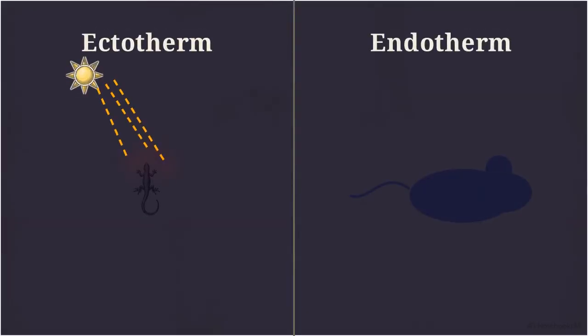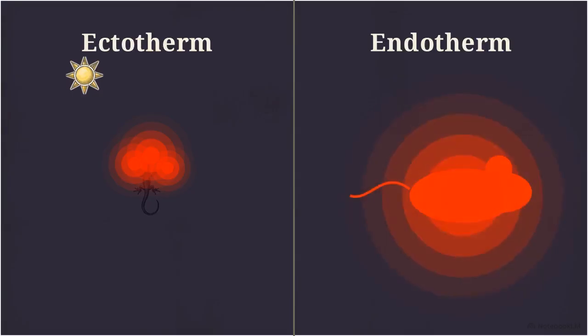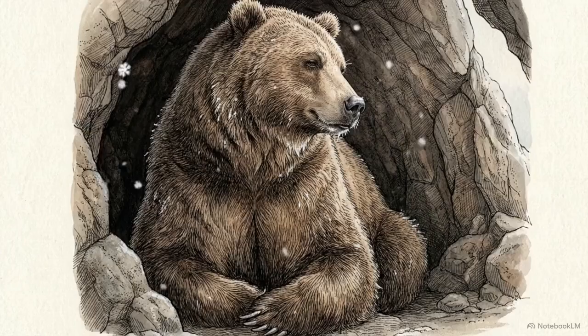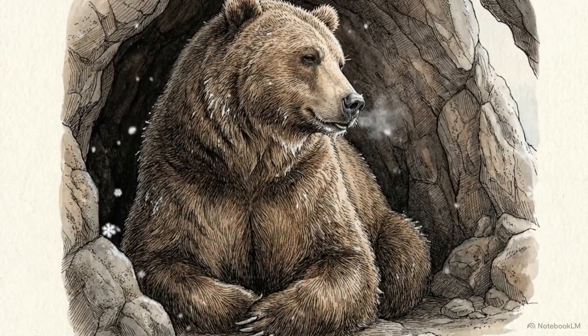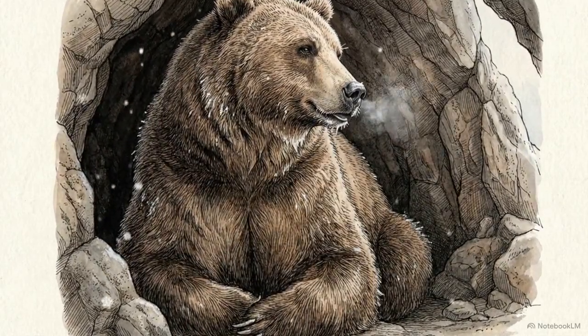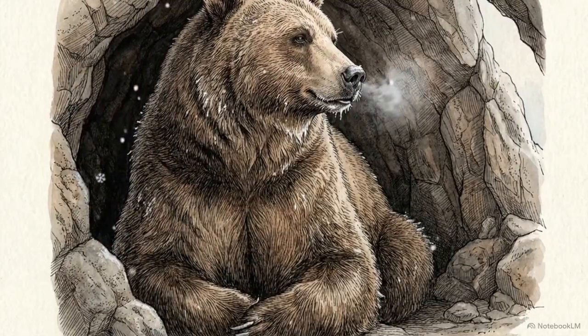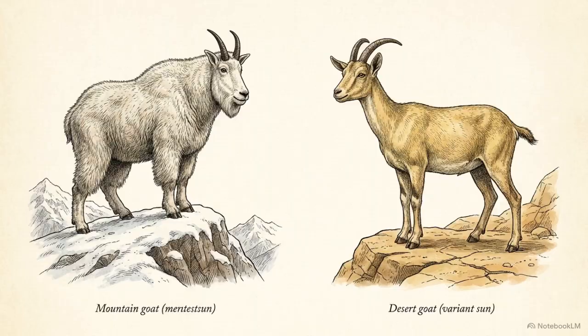Ectotherms rely on external heat sources. Endotherms generate their own internal heat to maintain a stable baseline, and heterotherms bridge the gap, dropping their metabolic rate and adopting ectothermic behavior during periods of extreme environmental stress, such as winter hibernation. Climate functions as a physical sculptor, molding the morphology and the chemical makeup of the organism over generations.